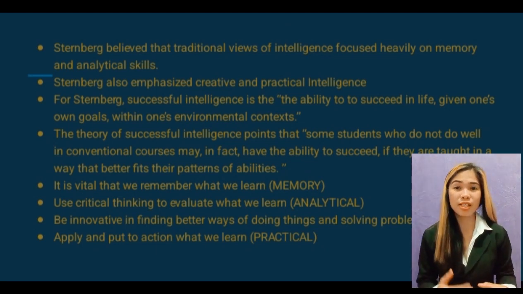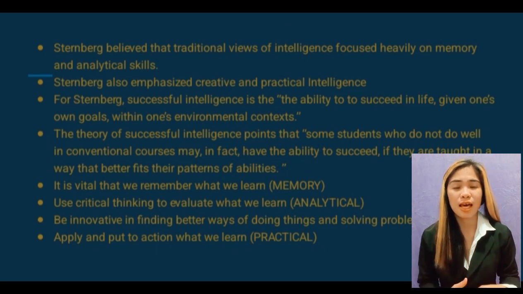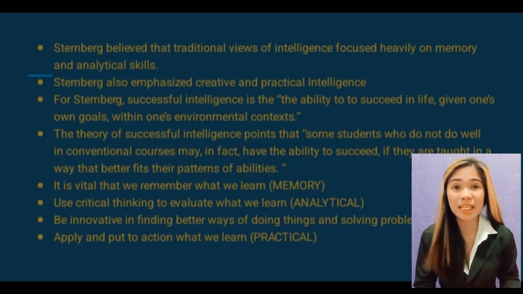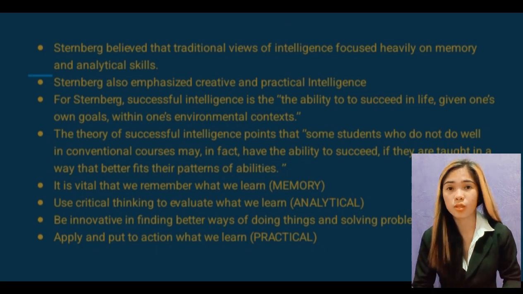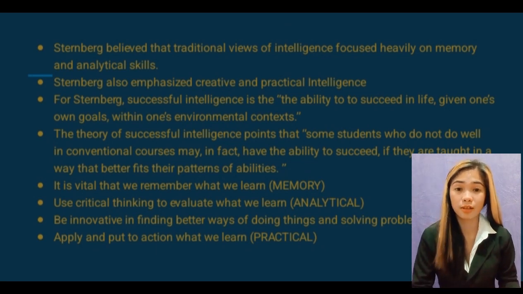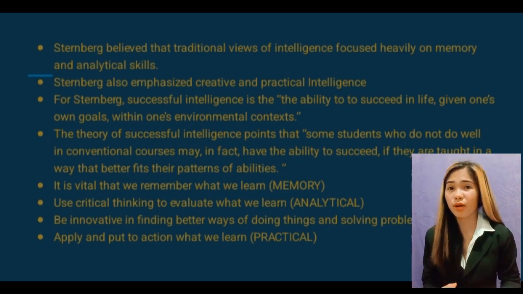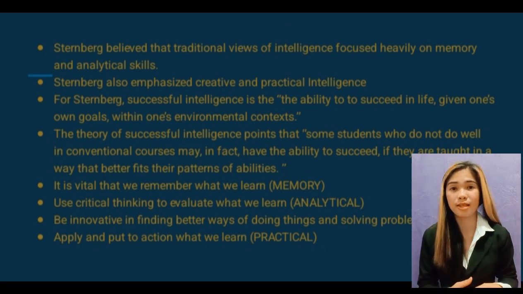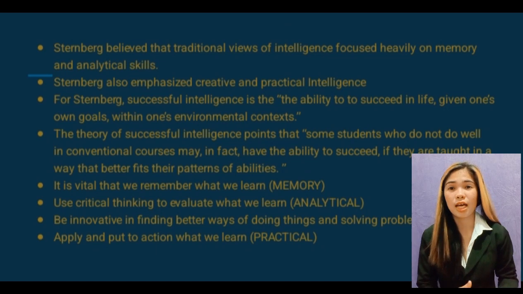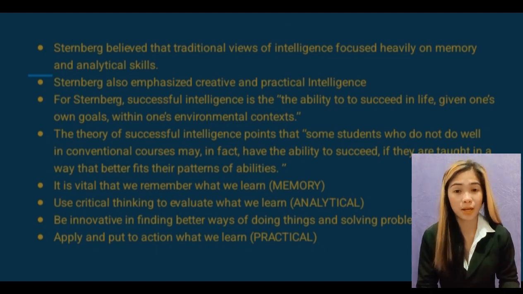Okay, so for Sternberg, successful intelligence is the ability to succeed in life given one's own goals within one's environmental context. The theory of successful intelligence points out that some students who do not do well in conventional courses may in fact have the ability to succeed if they are taught in a way that better fits their patterns of abilities.